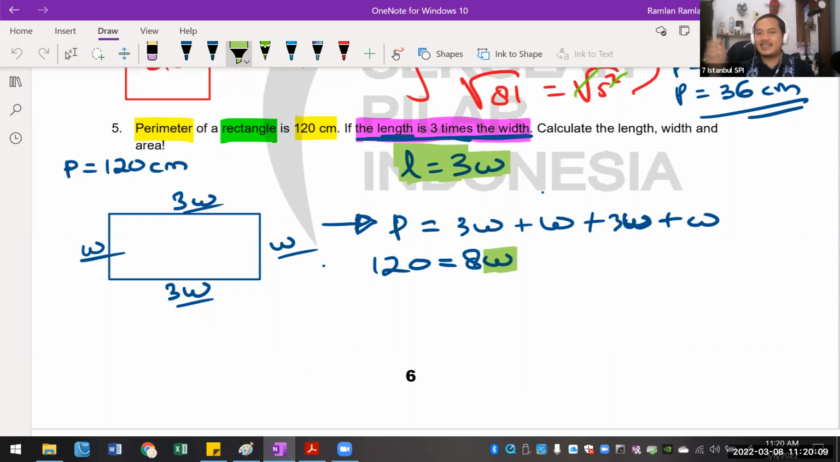Oke, saya masih itu Tristan ya. Tristan jangan unmute dulu. Oke. Terus gimana cara ngilangin 8-nya? Kita pakai opposite operation dari dengan si W.